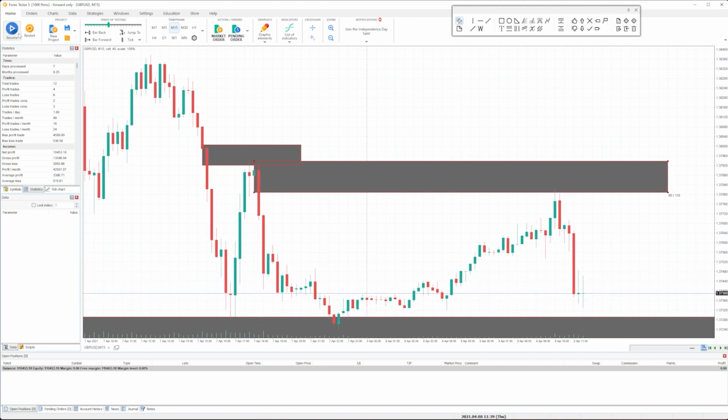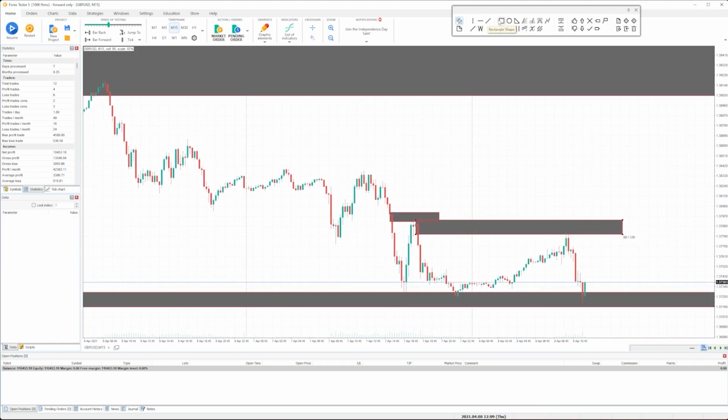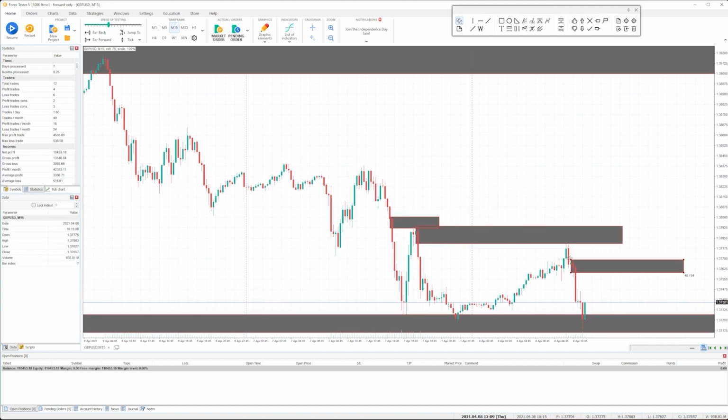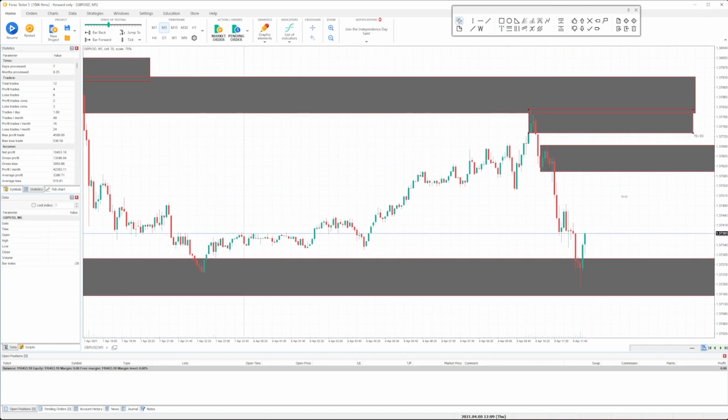We do react from there, but I don't think it's gonna be anything major. Probably gonna make a new break of structure and then another mitigation and so on. Structure was really clean, so we do make a new break of structure. So we do create another supply zone right there where price may come into or even at extreme. So 5 minutes, we do have this area right there, and just above it this area. So let's see now what price does.